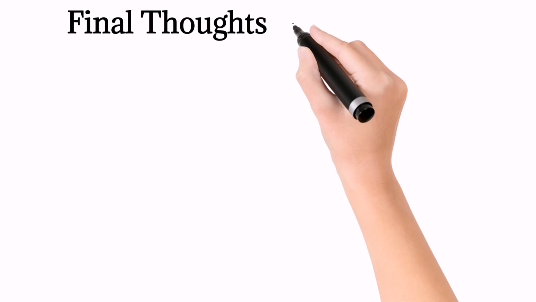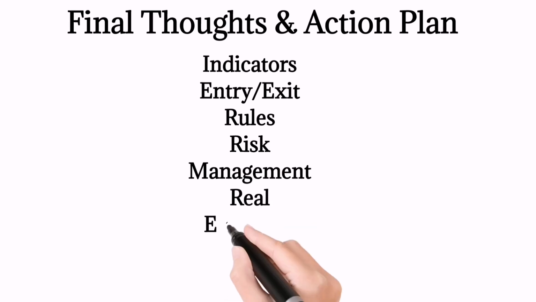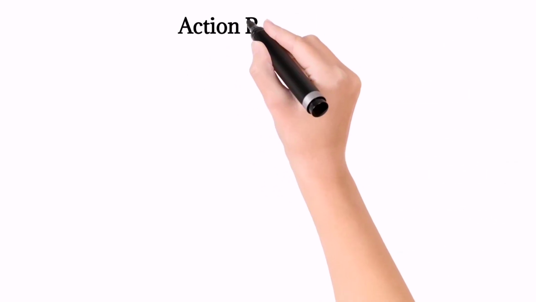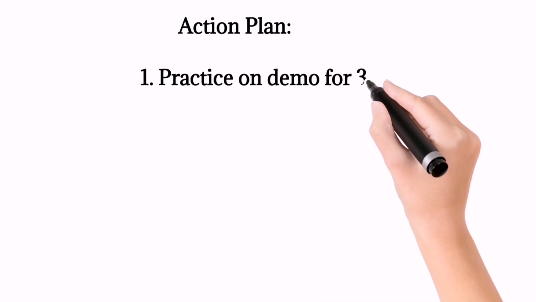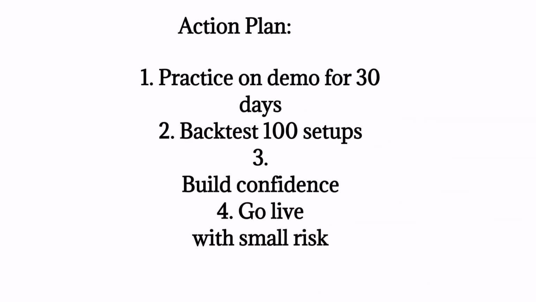Final thought and action plan. You now have everything you need: indicators, entry and exit rules, risk management, real examples, journaling, and psychology. Action plan: 1. Practice on demo for 30 days. 2. Backtest 100 setups. 3. Build confidence. 4. Go live with small risk.